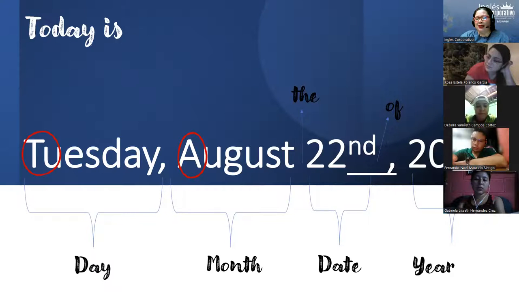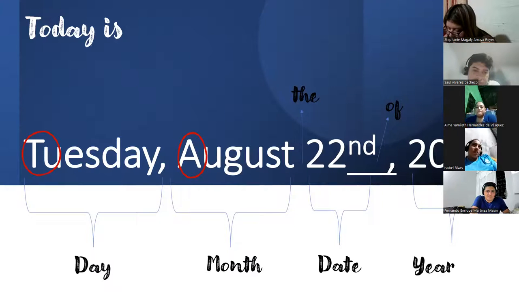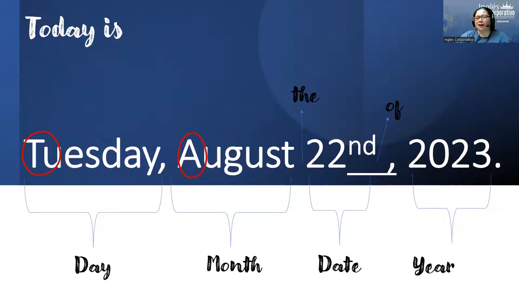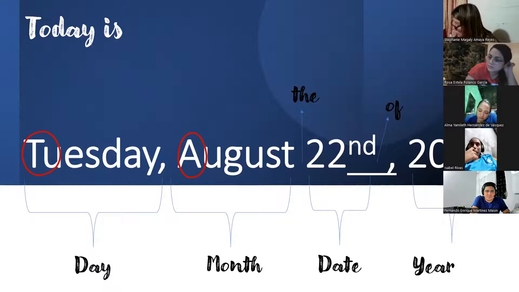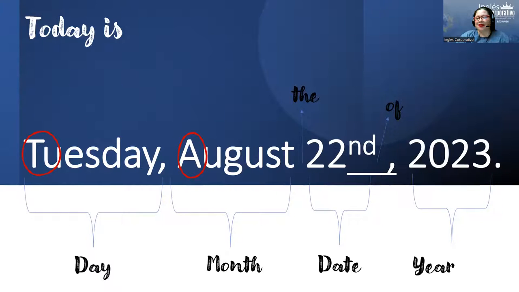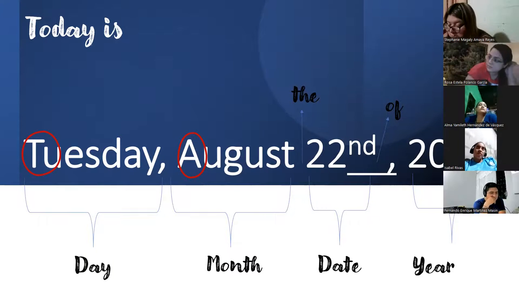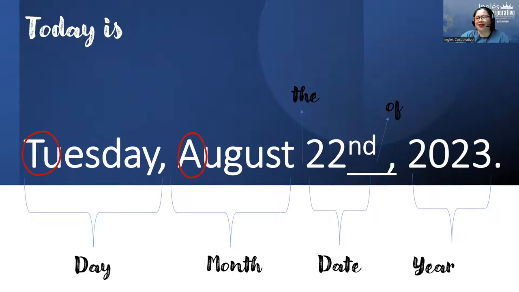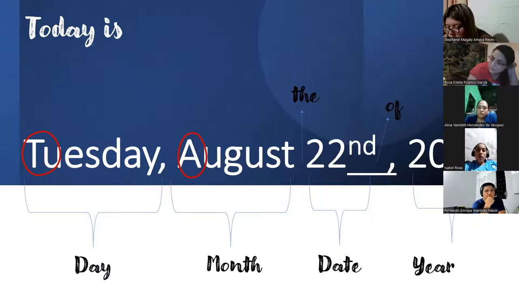Now, please, Saul, what's the day today? Today is Tuesday, August the 22nd of 2023. Very good. Isabel, what date is it today? We cannot hear you, Isabel.